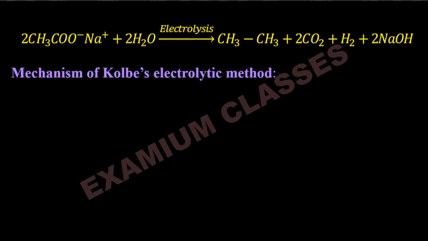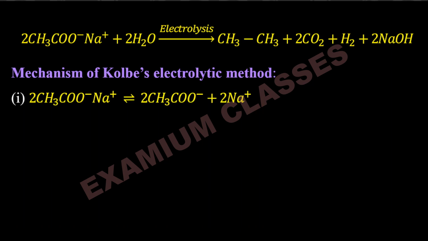Now we are trying to understand that with the mechanism. The mechanism of Kolbe's electrolytic method is asked separately as a 2 marks question. So pay attention here. This is the sodium salt getting converted into its ions. So the sodium salt in the solution, when you mix it in water, remember we are doing the reaction with water, it gets dissociated into acetate ion and sodium ion, these 2 ions.